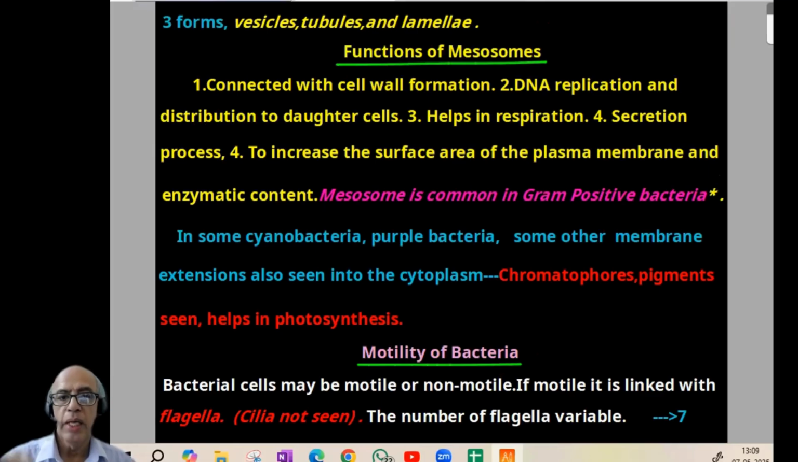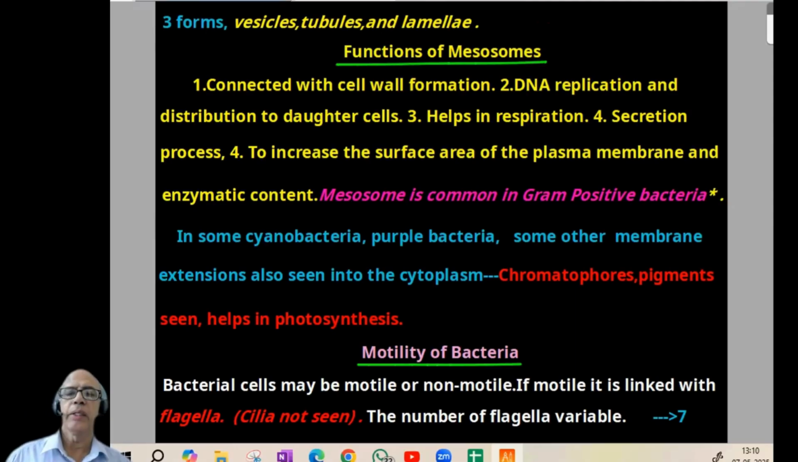Next is an important one. The mesosome is common in gram-positive bacteria. So many NEET type questions we can anticipate. Many points are there, and to the maximum I put a star mark to give extra importance. In some cyanobacteria and purple bacteria, we can find other membrane extensions seen into the cytoplasm, often called, a term you may be familiar with, chromatophores. Phore means stalk, chromo means color. That means pigment-bearing structures. Pigments help in photosynthesis.